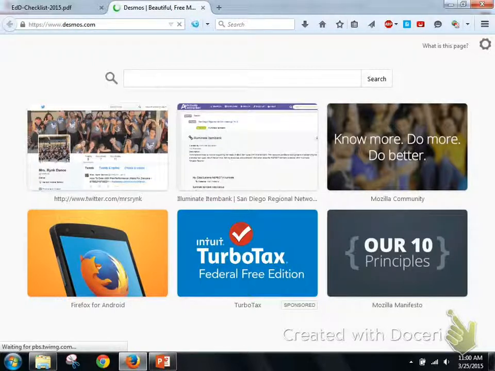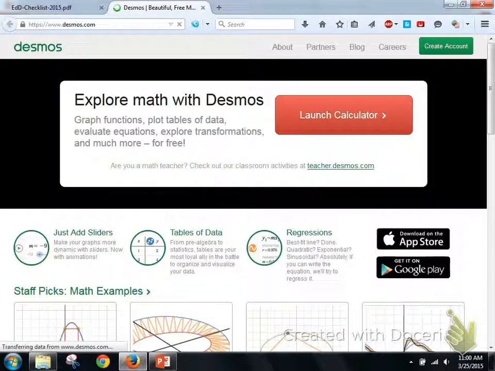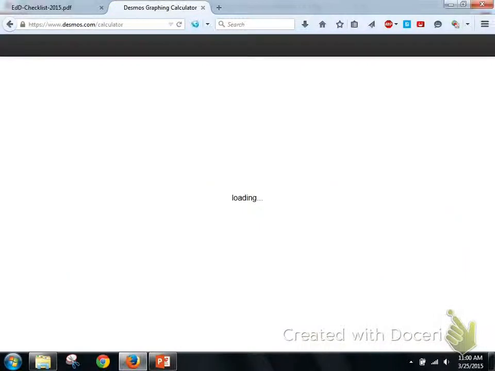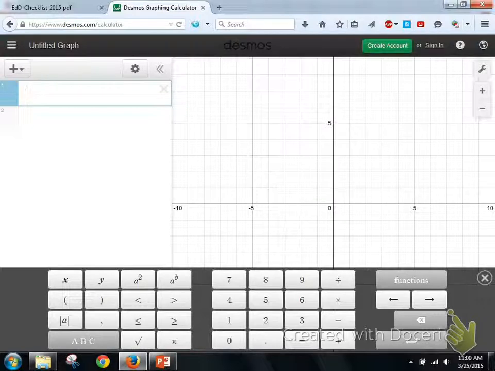Just watch what I'm going to do right now. When you get to desmos.com, it gives you some other stuff, but click on Launch Calculator if you're from home, or if you have the app, you just click the app, and it'll take you to this screen right here. I'm going to hit the lights.